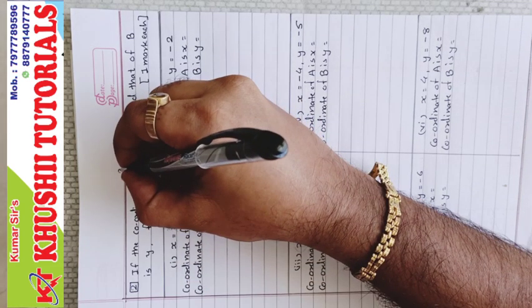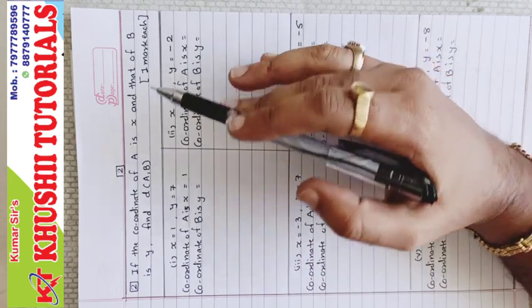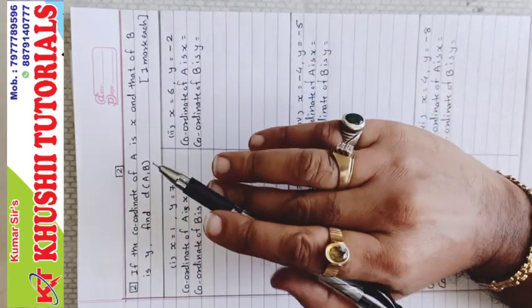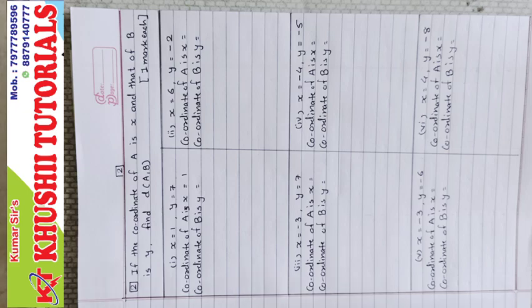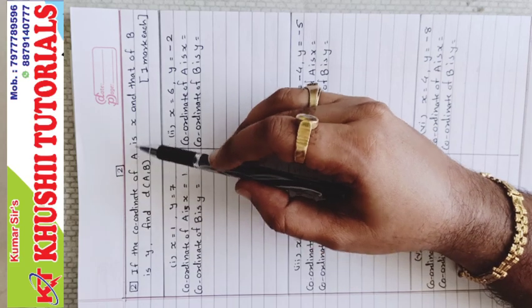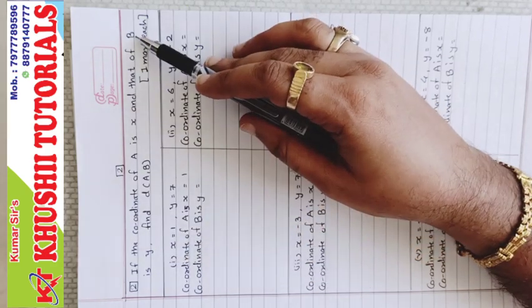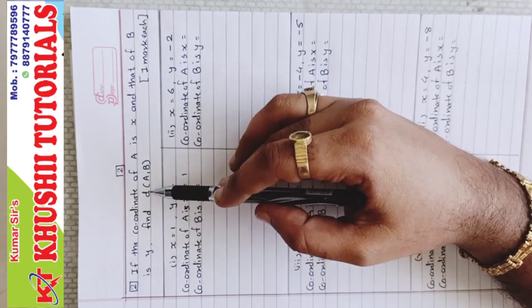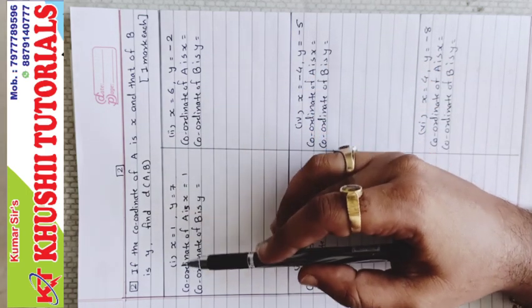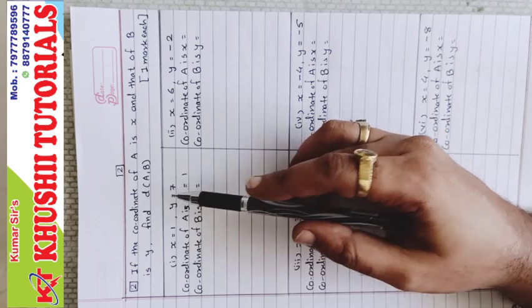Now sum number 2. Here all sums are of 1 mark. The same sums but without any number line. So now you cannot see by number line. Now you have to use your brain, which number is smaller and which number is greater. So first let me read the question. If the coordinate of A is x, it means A equals x, and that of B is y, that means B equals y. Find the distance between A and B. Now x equals 1, y equals 7. So the coordinate of A is x, which is 1, and the coordinate of B is y, which is 7.